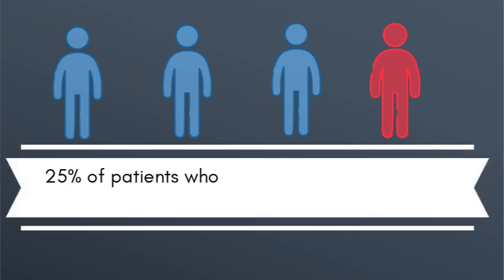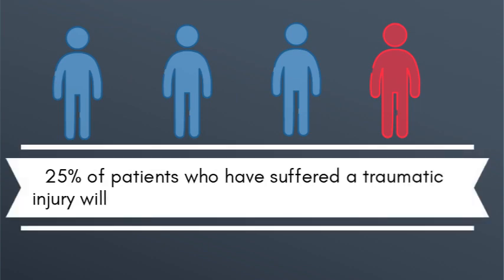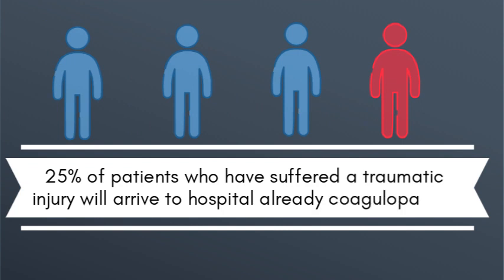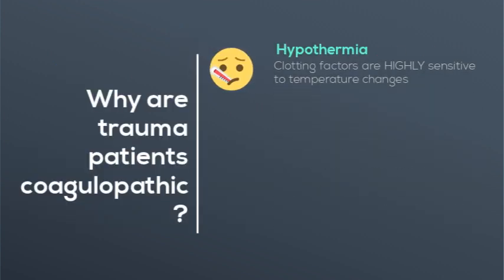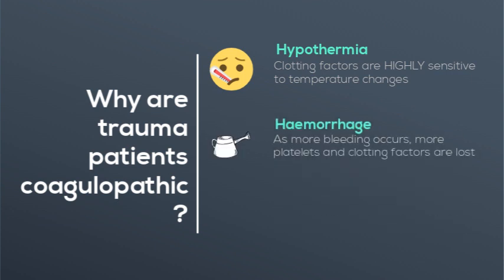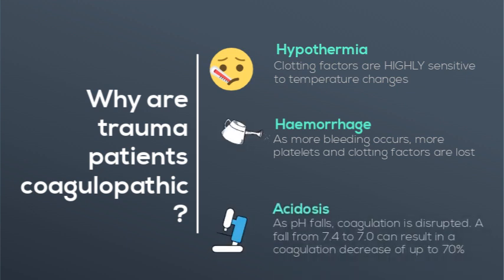25% of patients who have suffered a traumatic injury will arrive to hospital already coagulopathic. Hypothermia exacerbates coagulation as factors are highly sensitive to temperature changes, and as the patient continues to hemorrhage, more platelets and factors are lost. Finally, coagulation is very pH dependent. A pH fall of just 0.4 can decrease coagulation by up to 70%.